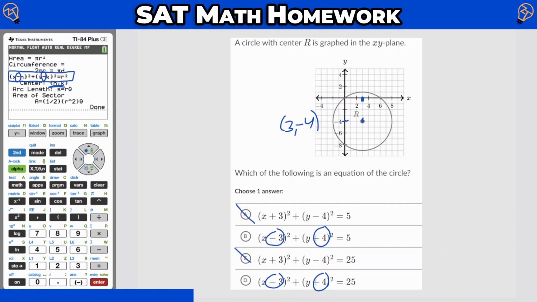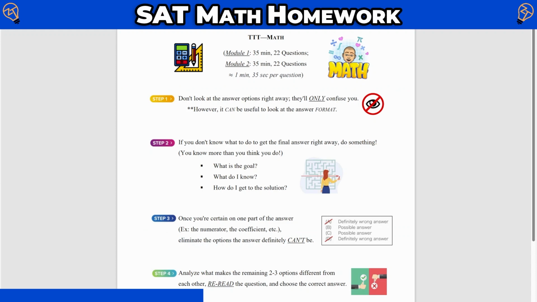So now what's the difference here? Notice how we're really playing into our 4 steps of our triple T math. We didn't look at the answer options right away. What we did do is look at the answer format and see that, well, we're definitely trying to put this in standard form. Okay, so we know our end goal.